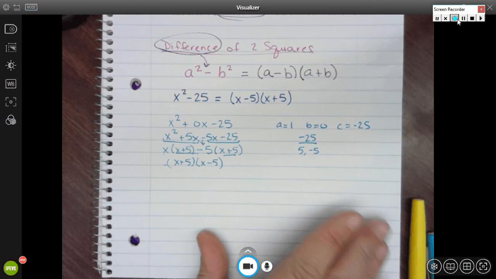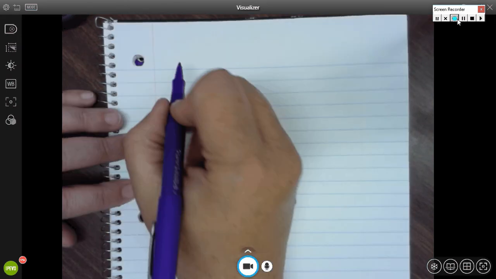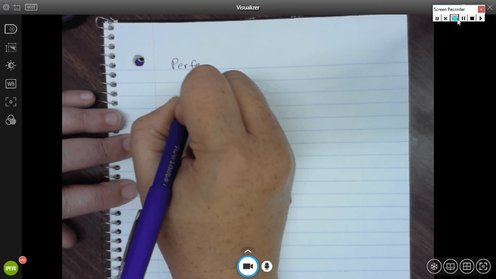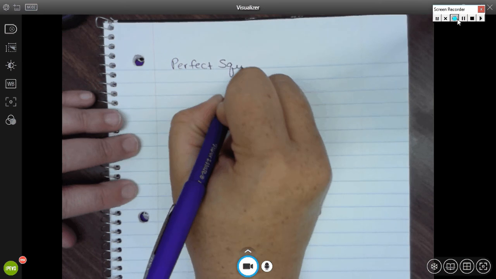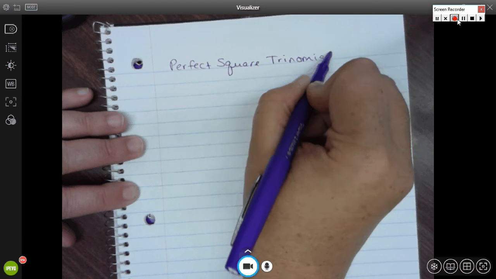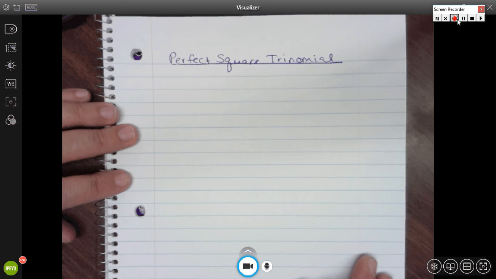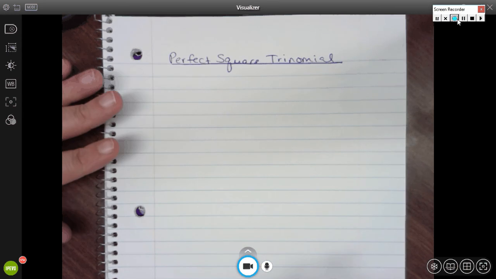Now the other pattern, and this one is going to be important for you to remember for what we're going to do next, for our next lesson. This next one is called a perfect square trinomial. Okay, it is just a pattern and it is making for an easy factor, but I'm going to need you to be able to do this for what we're getting ready to do next.